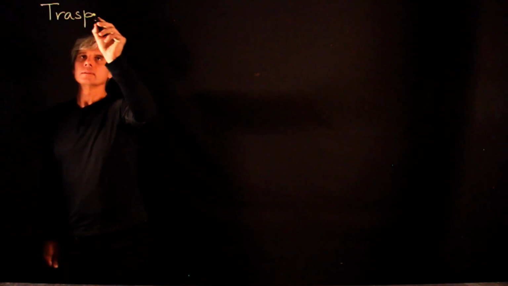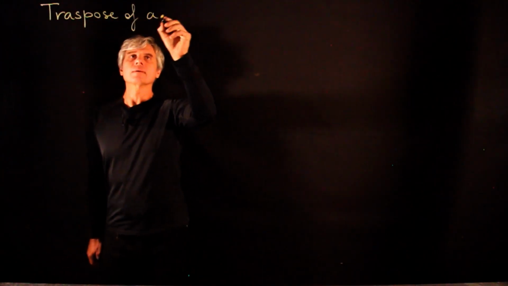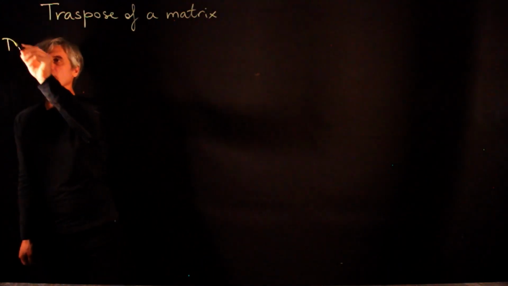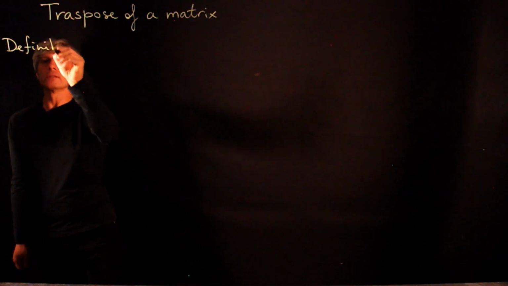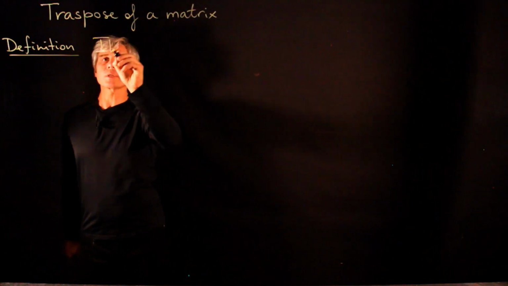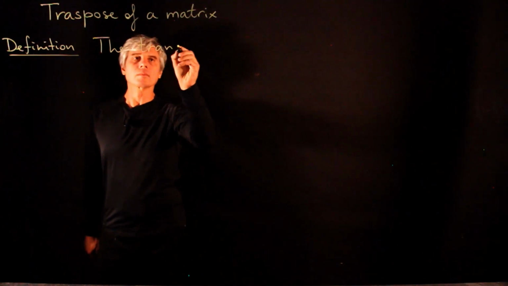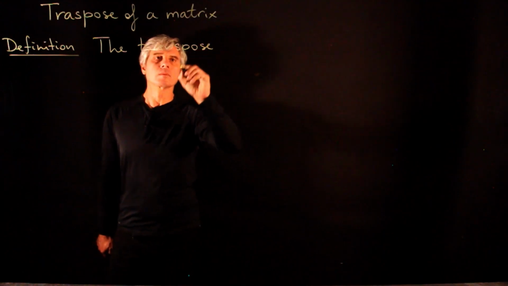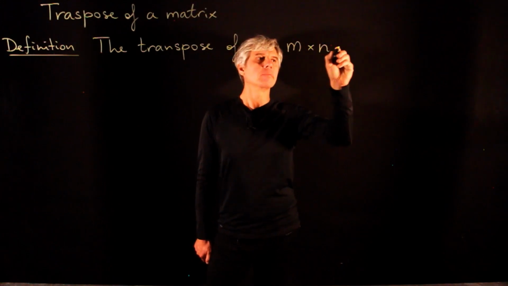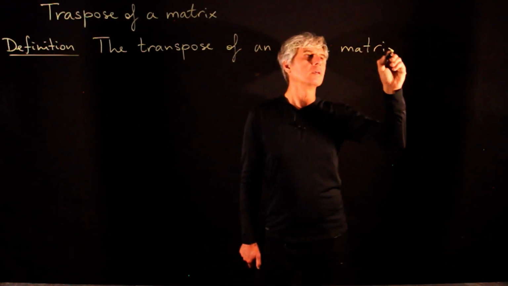Our final example of a linear transformation will be closer to linear algebra. So let us talk about transpose of a matrix. So here we give a definition. So the transpose of an M by N matrix A.